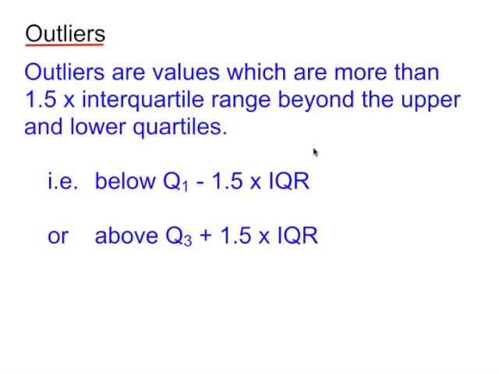So here's our definition of an outlier. It's a value which is more than 1.5 interquartile ranges beyond the upper or lower quartile. So to calculate, we need to identify the lower quartile and the upper quartile. We need to calculate 1.5 times the interquartile range, subtract it from the lower quartile, and add it to the upper quartile. Anything which is below the first value or above the second value is classified as an outlier.